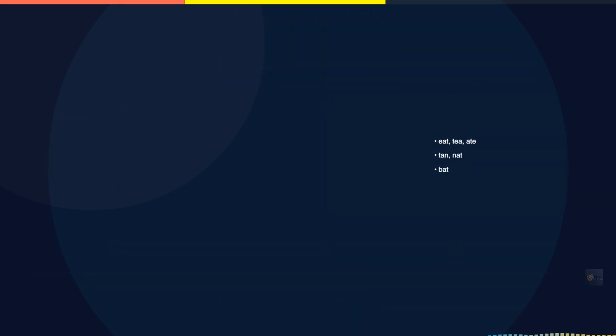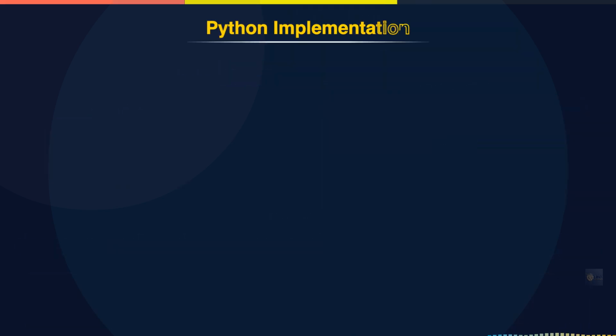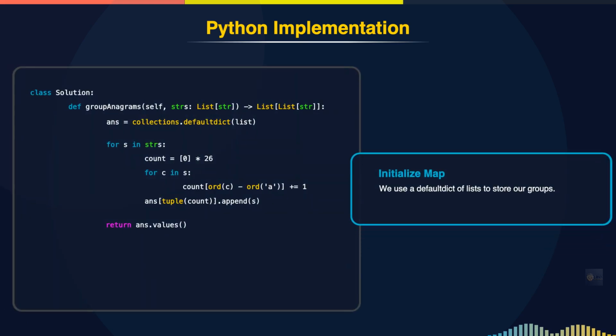Simple, efficient, and effective. Now, let us look at the Python code. We start by initializing a default dictionary of lists called ans. This saves us from checking if a key exists before appending. We loop through every string in our input array.